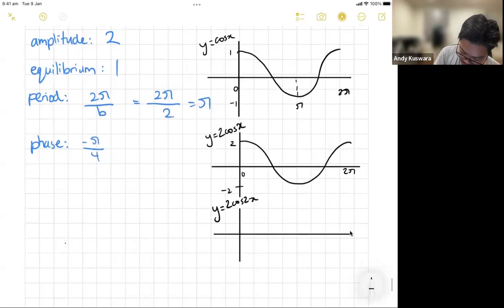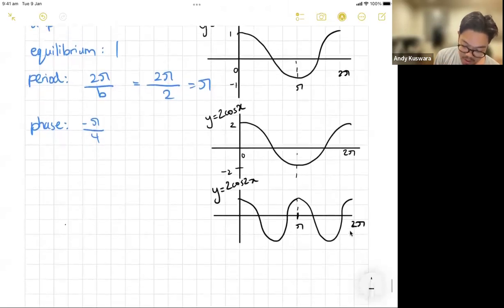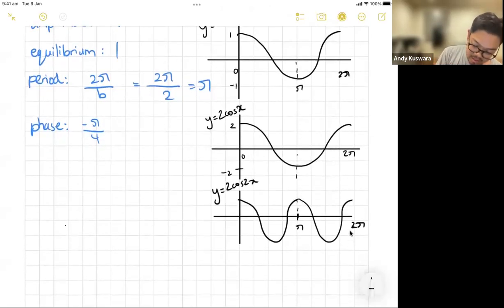I need a center mark here. So that means I should do that, and I should do that. That means I repeat myself every pi. Okay. So you can see that I'm adding on layers to this. And now what I'm going to do is let's add the phase.